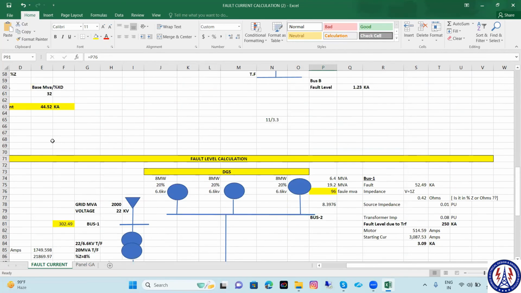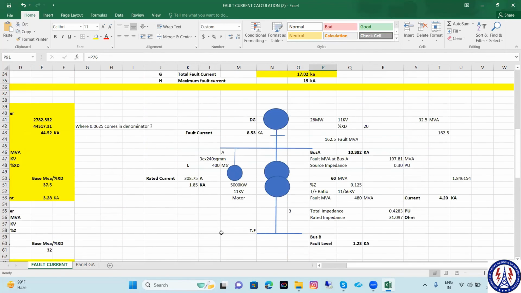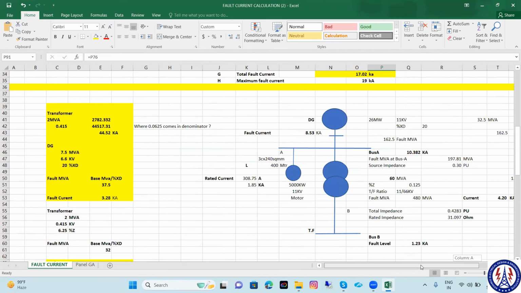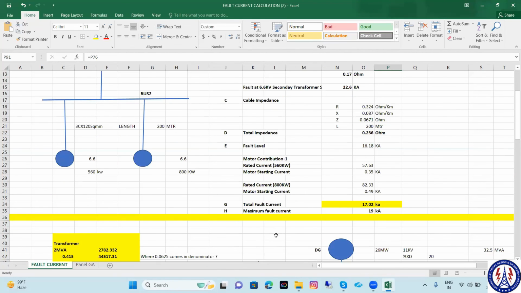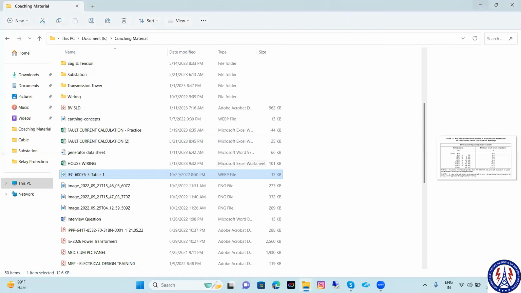I have already shared this part. If there is no question, hello, any question from this calculation? No, sir. Okay, so if there is no question, I have already shared this. My next topic will be the earthing, which we will discuss in my next class.